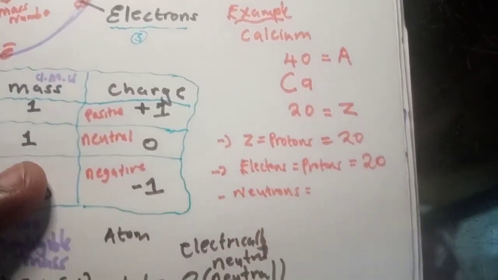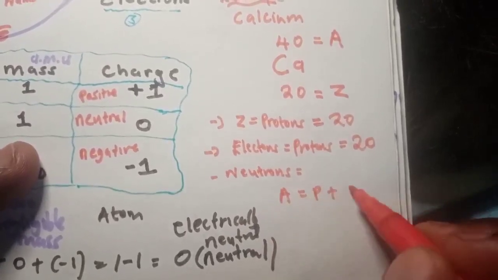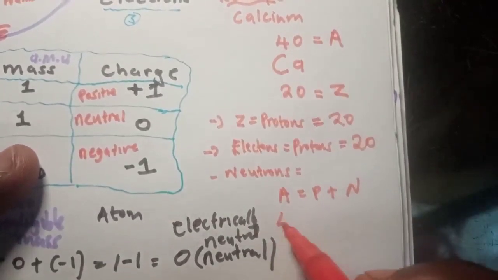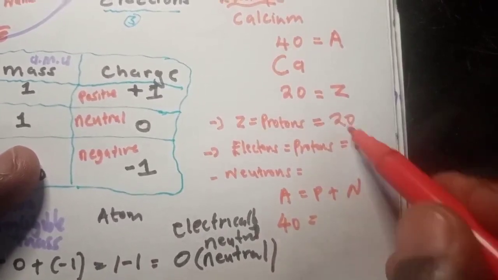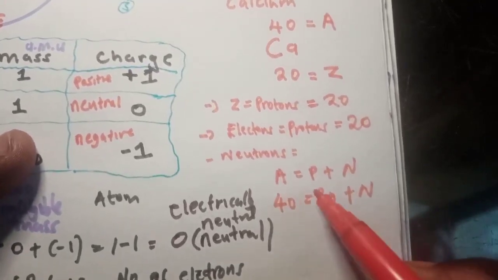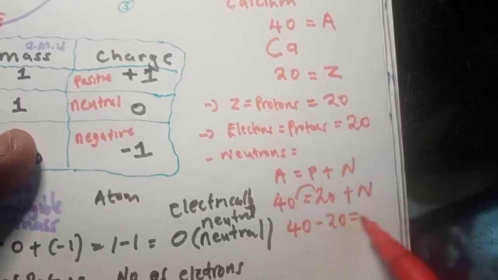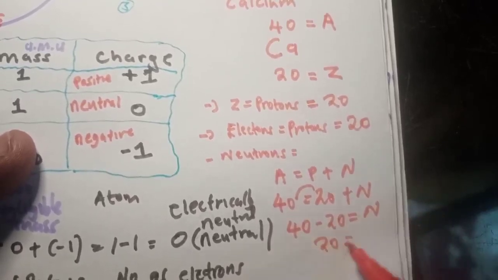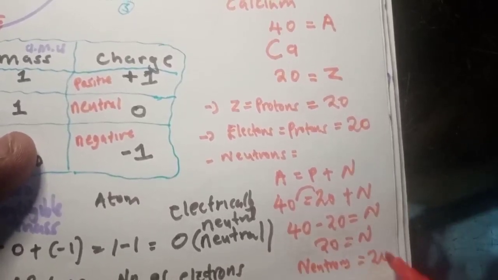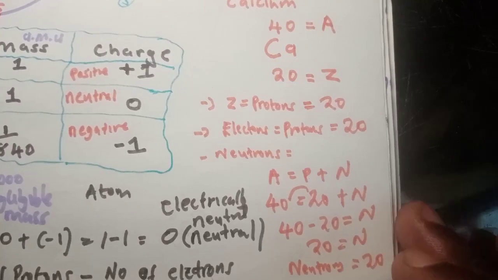For neutrons, remember we said mass number is equal to protons plus neutrons. And what is the mass number here? It is 40. So you just write 40 is equal to, what is the number of protons? 20 plus n, and you can calculate n. You simply move the 20 this side. This is 40 minus 20 is equal to n, and n is simply 20 as well, meaning the neutrons are also 20.